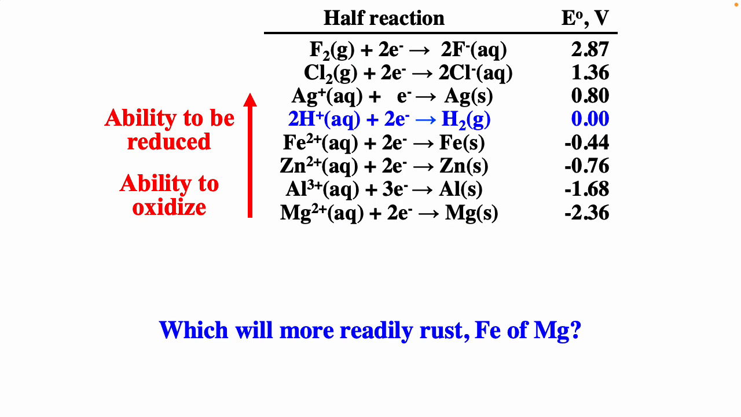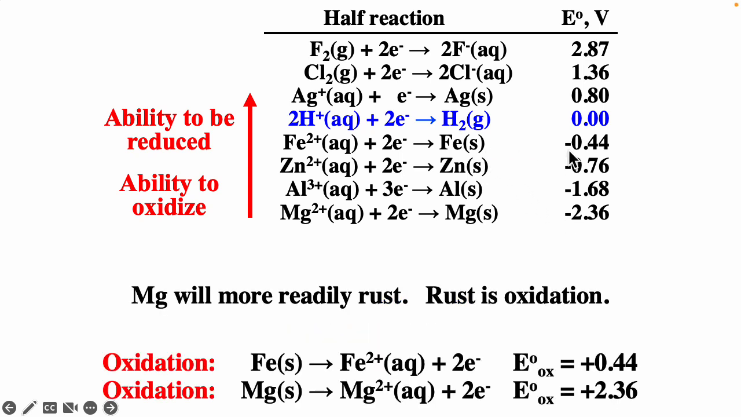And so we could ask the simple question, which will more readily rust, iron or magnesium? Here we have iron, here we have magnesium. Rust is just oxidation, and so we need to flip it. Magnesium has an oxidation potential of plus 2.36. Iron is plus 0.44. And so actually magnesium is more readily oxidized. It will rust more readily.